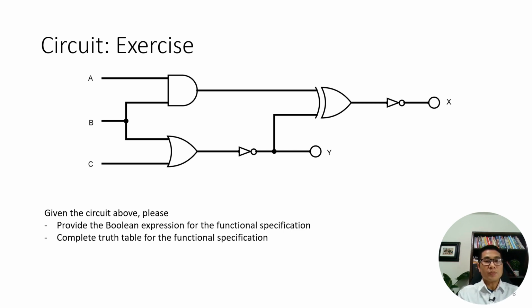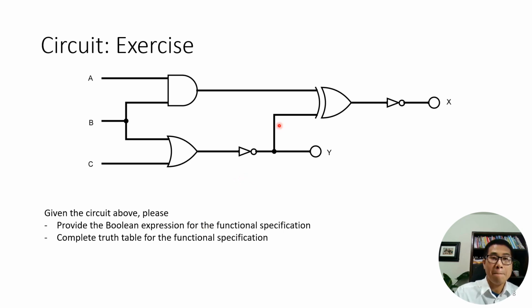Okay, now here is one exercise for you to try out. Given this circuit, can you provide the Boolean expression for the functional specification, and compute the truth table for the functional specification as well? And possibly, I think I didn't add this, please reduce or simplify this Boolean equation if you know how to. But that is a part that you should learn next time.